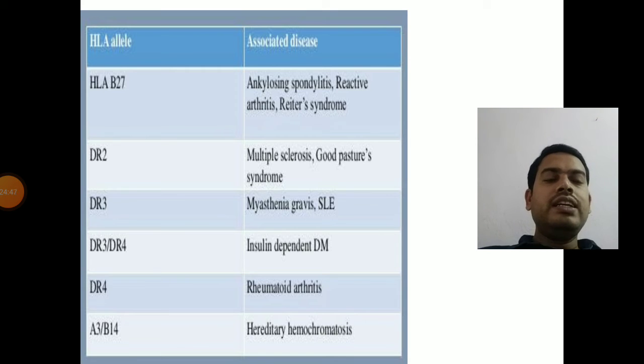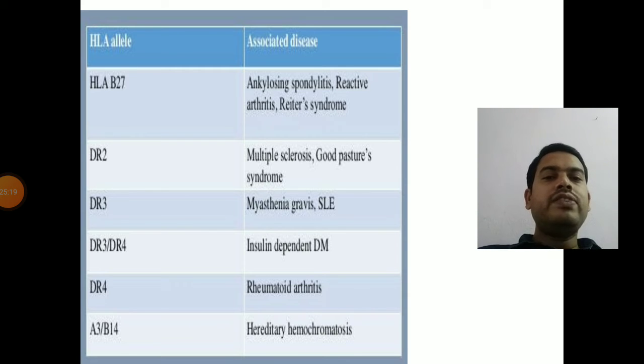So you can clearly see the HLA complex is present, as I mentioned, on chromosome number 6 in humans. They are present in the form of alleles. So you can see the different alleles of the HLA complex, human leukocyte antigen complex: HLA B27, DR2, DR3, DR4, and A3 and B14. All these alleles play an important role with some associated diseases.